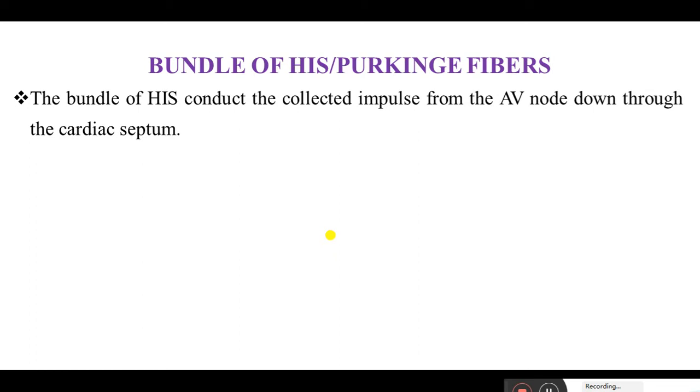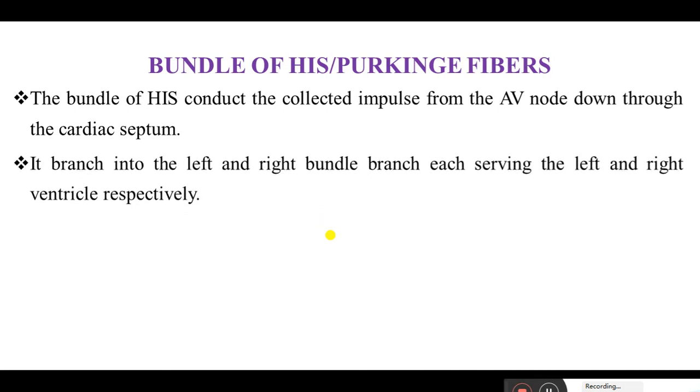The bundle of His conducts the collected impulse from the AV node down through the cardiac septum. It branches into two main branches, as we said earlier, the left and the right bundle branch, each serving the left and right ventricles respectively.